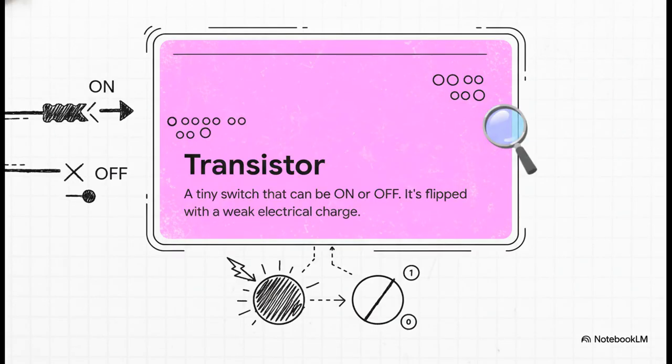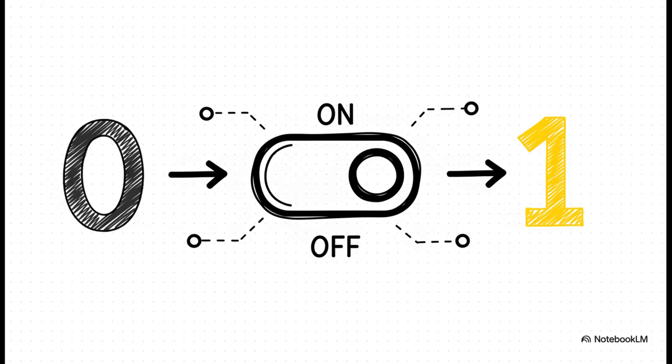Now here's the key thing to understand about it. It's incredibly simple. A transistor doesn't have a middle ground. It can't be kinda on or a little bit off. It can only exist in one of two states. Either electricity is flowing through it, or it's not. It's either on or it's off. That's it. And this is the light bulb moment. This is where it all connects.